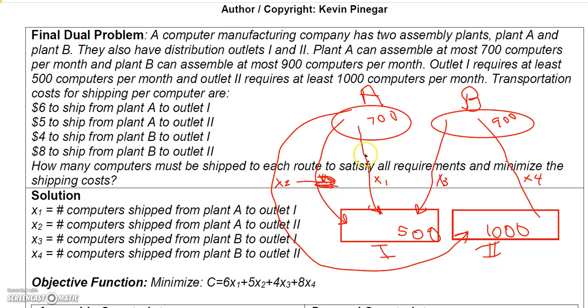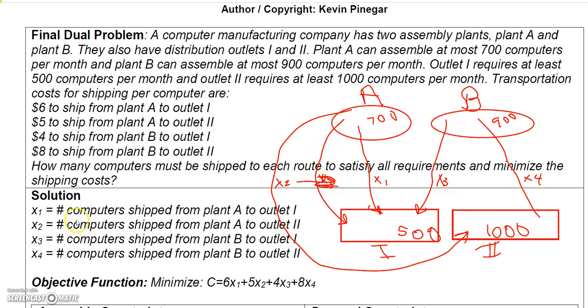So X1 is the number of computers that go from Plant A to Outlet 1, and X2 is the number that go from Plant A to Outlet 2. X3 is the number of computers that go from Plant B to Outlet 1, and X4 is the number that go from Plant B to Outlet 2. Okay, now I think we got it right. Just ignore this little arrow right here.